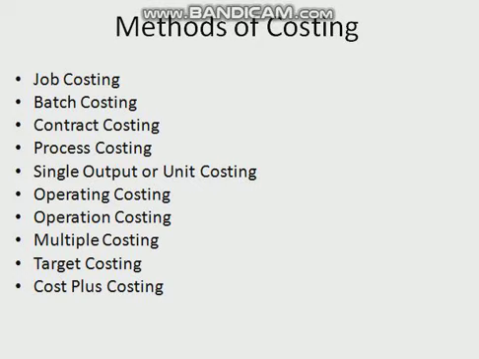Where uniform product is to be produced and large scale production is to be done, unit costing is used. The cost per unit is obtained by dividing the total cost by the total number of units produced. This method is commonly used in mines, brick kilns, flour mills, quarries, steel production, etc.